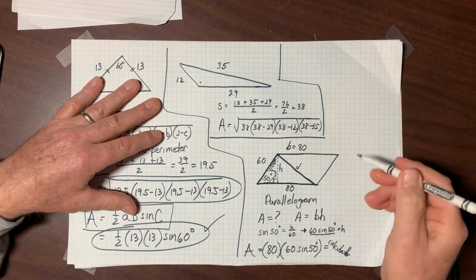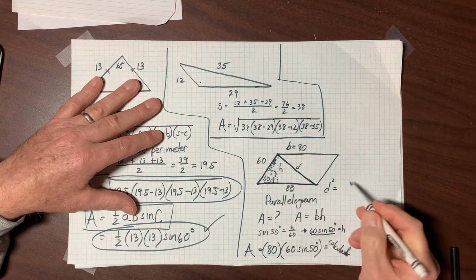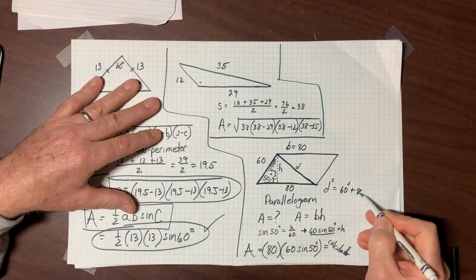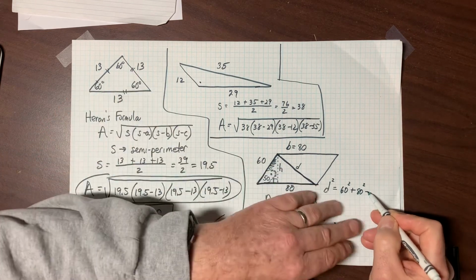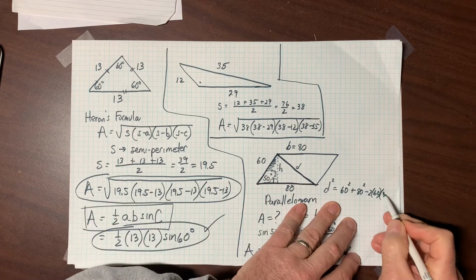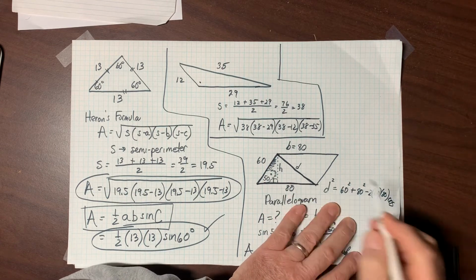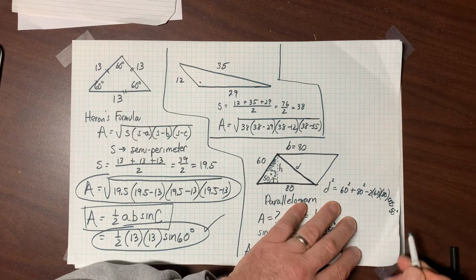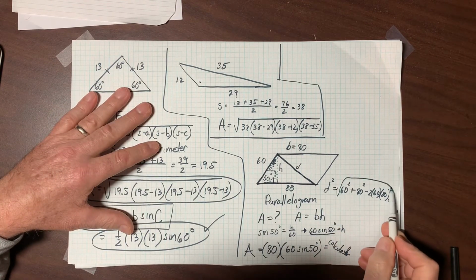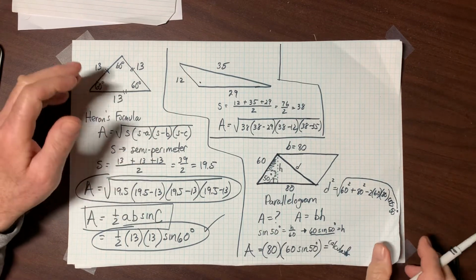And I would simply say D squared equals 60 squared plus 80 squared minus 2 times 60 times 80 times the cosine of that angle, 50 degrees. Then you'd have to take the square root of that whole expression to actually find D. Be careful with how you enter that in your calculator.